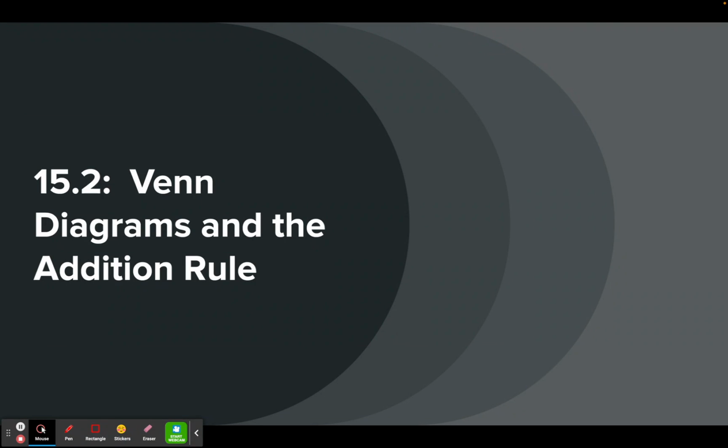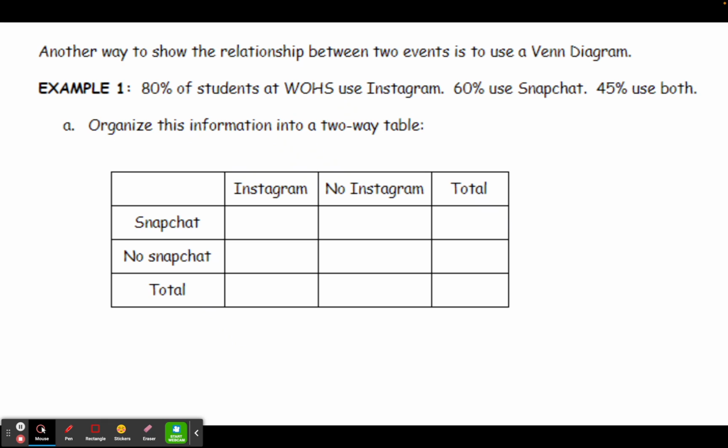In lesson 15.2, we're going to use the addition rule again, but in this lesson, we'll be looking at using Venn diagrams to organize some information. All right, suppose that we know 80% of students at West Ottawa High School use Instagram, 60% use Snapchat, and 45% use both. We're going to organize this information into a two-way table.